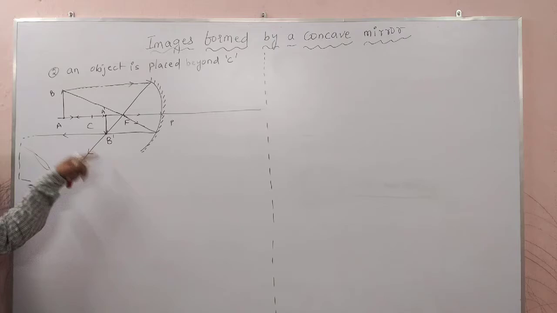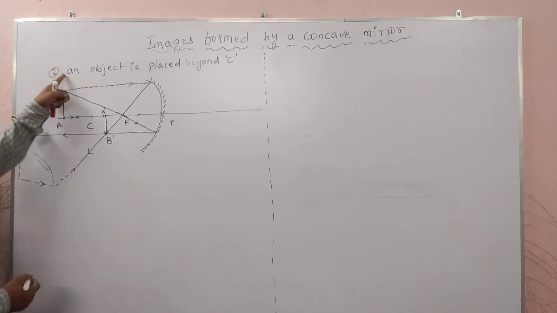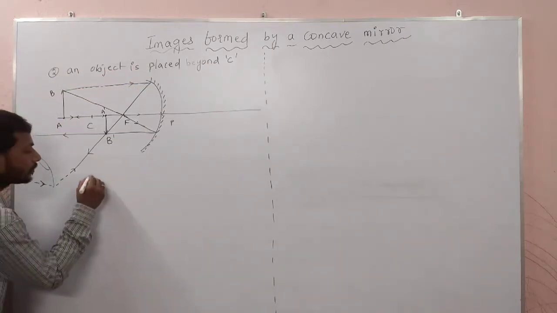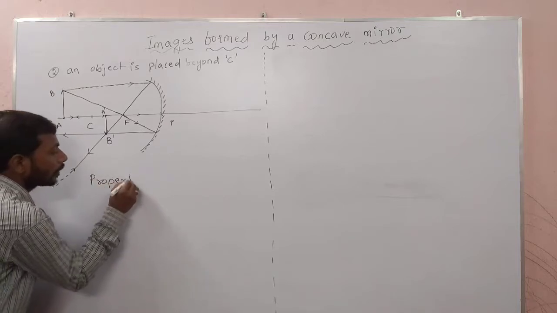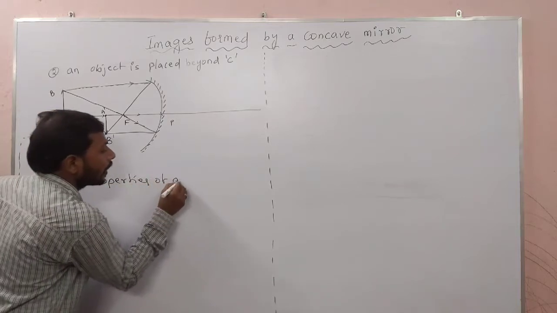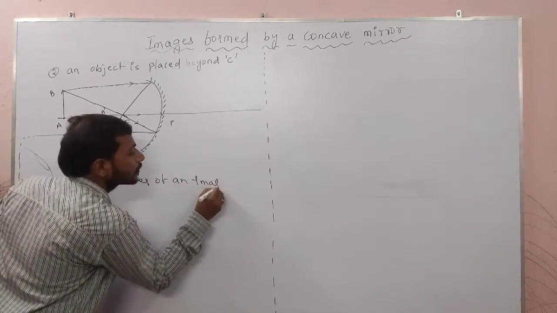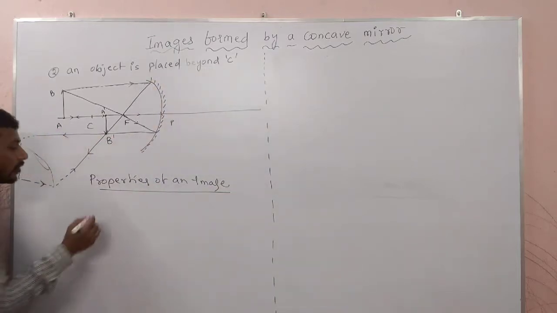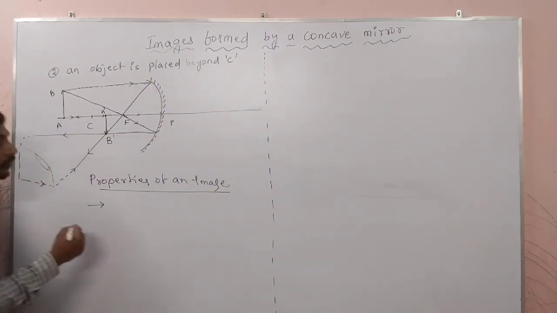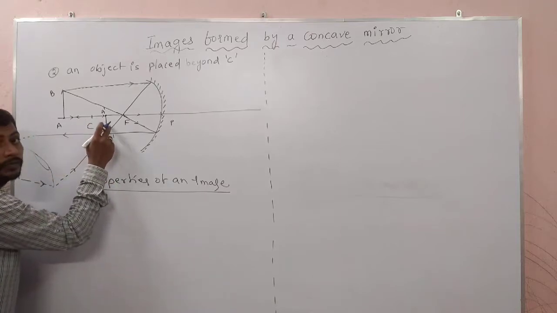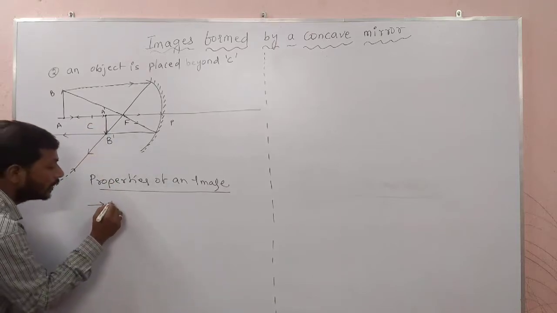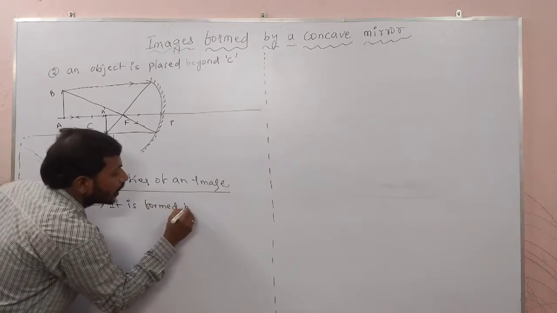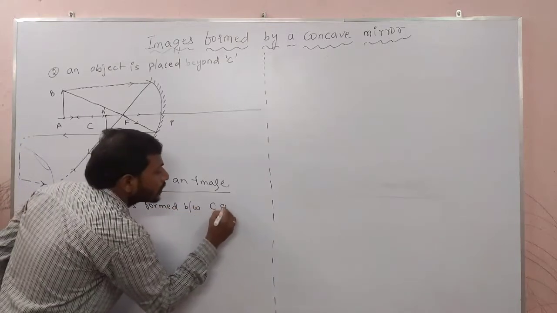Now I am going to write the properties. When an object is placed beyond C, what are the properties of the image? Properties of an image: when the object is beyond C, the first property is, where is the image formed? Between where? It is formed between C and F.